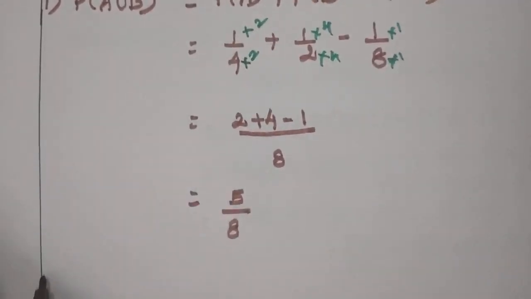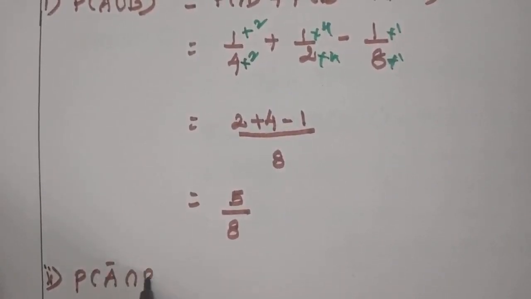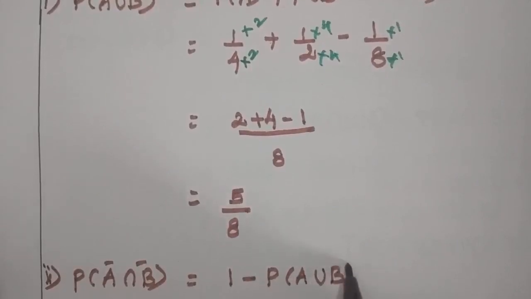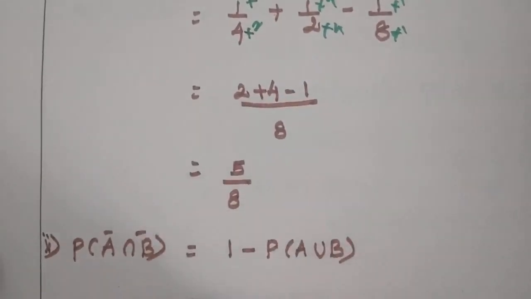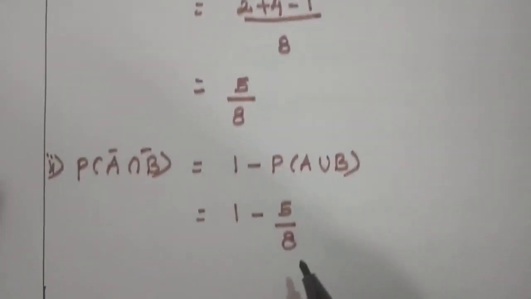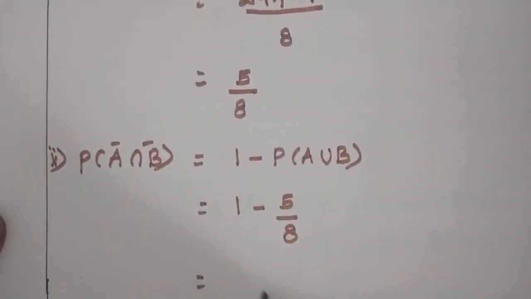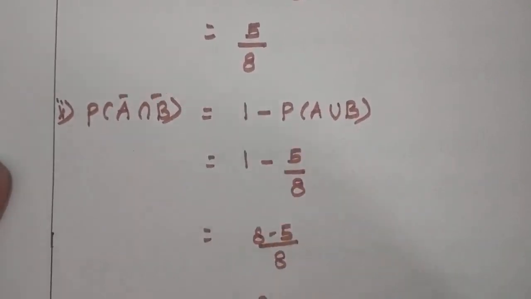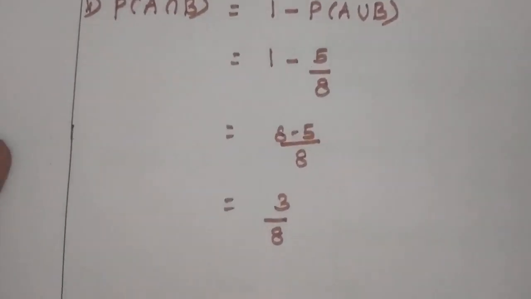Now the second subdivision is we have to find P of A dash intersection B dash. So this is nothing but 1 minus P of A union B. We already found the value of A union B here. Now you can substitute the value P of 1 minus A union B as 5 by 8. So which is equal to 8 is a common denominator, 8 minus 5 which is 3 by 8. So the answer is 3 by 8.